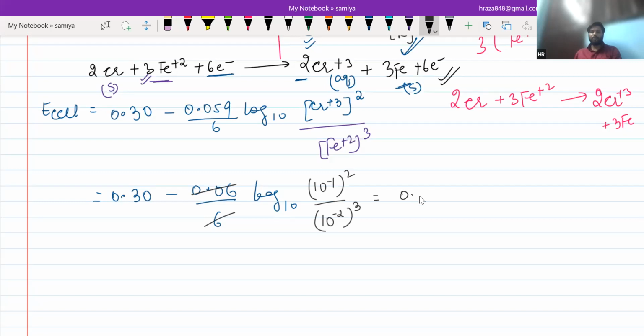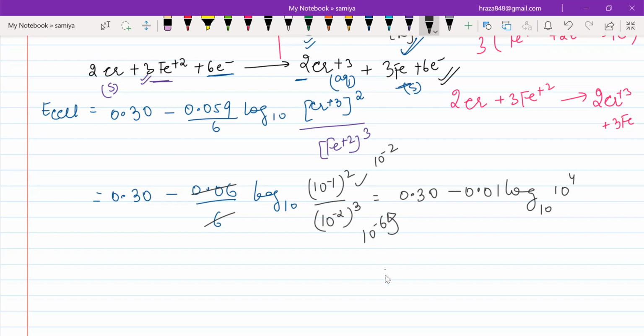So it will be 0.30 minus 0.01 log. Now see, the numerator will be 10 raised to the power minus 2, and the denominator will be 10 raised to the power minus 6. When it goes to the numerator, it will be plus 6, and we will be left with 10 raised to the power 4, log to the base 10. If you have any doubt in this step, let me know. Does anyone have doubt in this step?